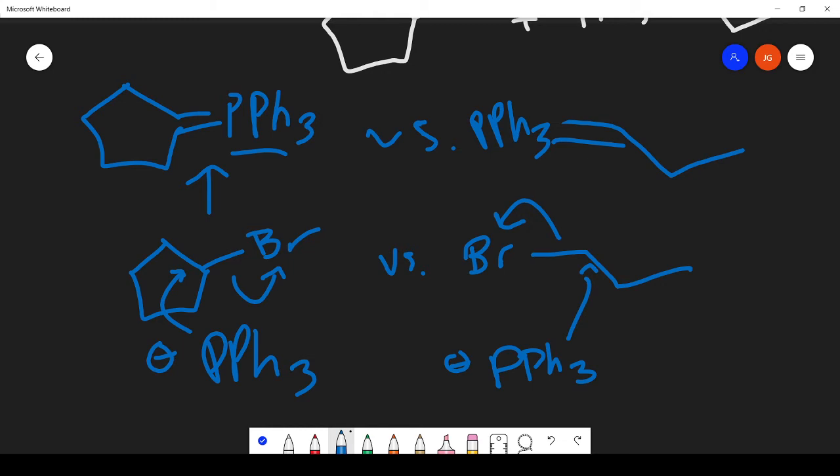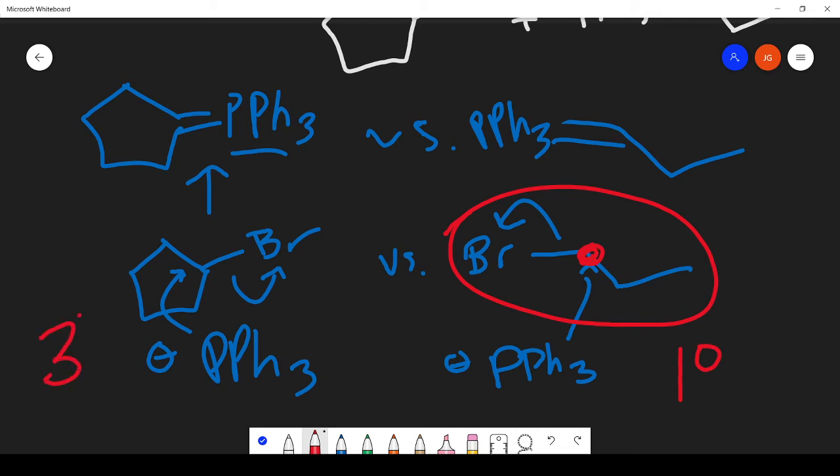So now the question is, which of these SN2 reactions is more favorable? The answer is this one. Because you have a primary alkyl halide, so there's less steric hindrance to attack here. Over here, we have a secondary alkyl halide, right? There's more steric hindrance. And so this Wittig reagent is going to be favored. So if you really want to check, you want to go back to the bromide that will form the Wittig reagent.